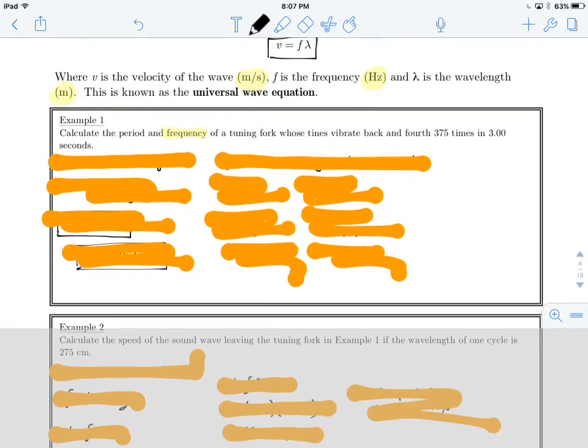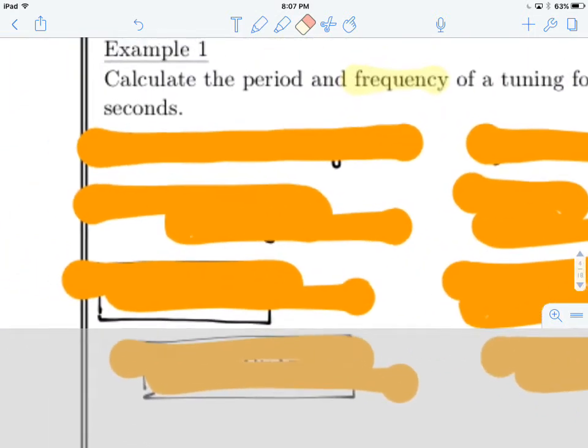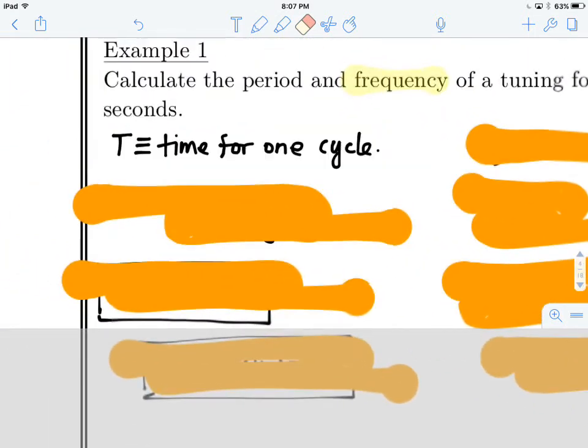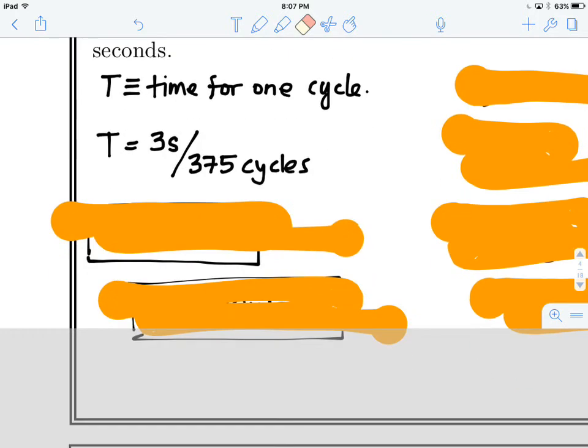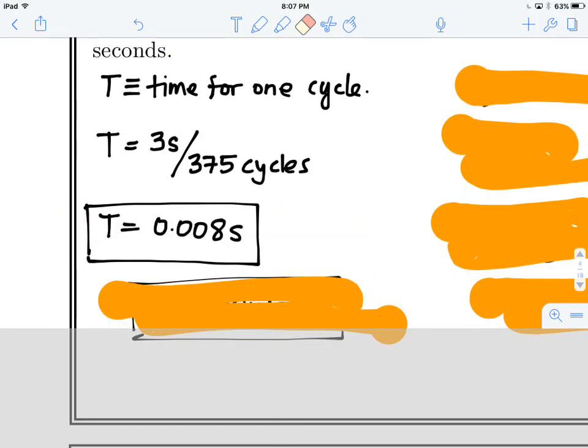Here's a couple examples to work through some of this. Calculate the period and frequency of a tuning fork whose tines vibrate back and forth 375 times in 3 seconds. Going through this, the period is defined as the time for one cycle. In this case, we have 3 seconds for 375 cycles.